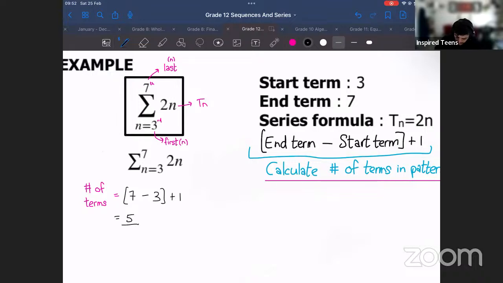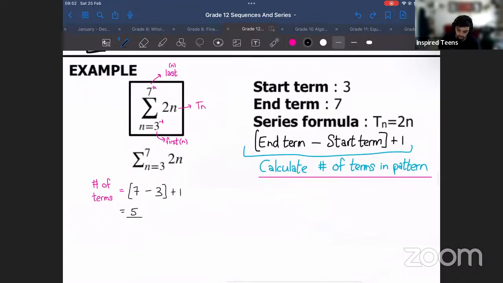Please, it's not just n term minus last term. Don't think that there are 4 terms in that pattern, because you need to include the first and the last term. So 3, 4, 5, 6, and 7. Normally when you calculate, you just start from 4, 5, 6, 7. That's why you're getting 4. However, you need to always say n term minus first term plus 1.